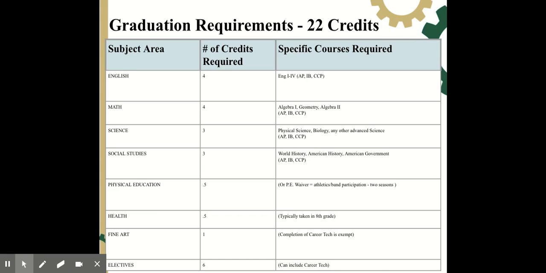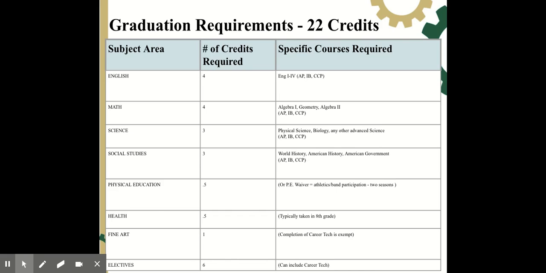Math, 4 credits are required for graduation. There, Algebra 1, Geometry, and Algebra 2 are all required for graduation. Your fourth math that you would take then would be your decision. For science, you need 3 credits to graduate. Physical science and biology are the 2 state required courses, and then any other advanced science. Social studies, you have 3 credits required for graduation: world history, and American government.